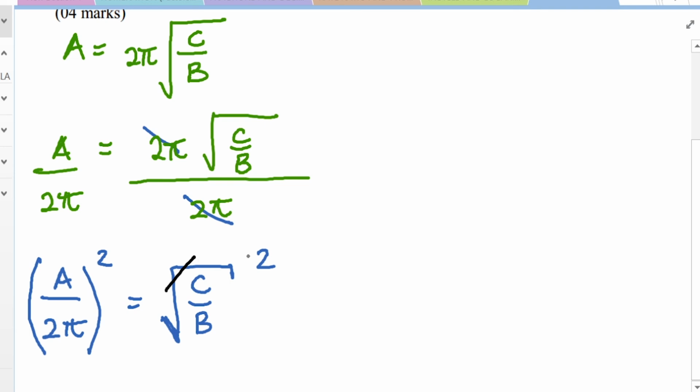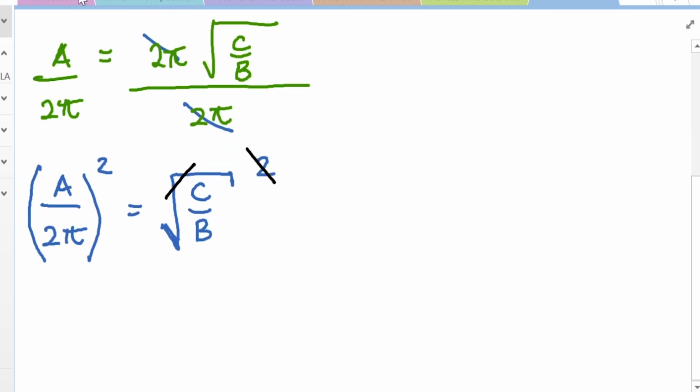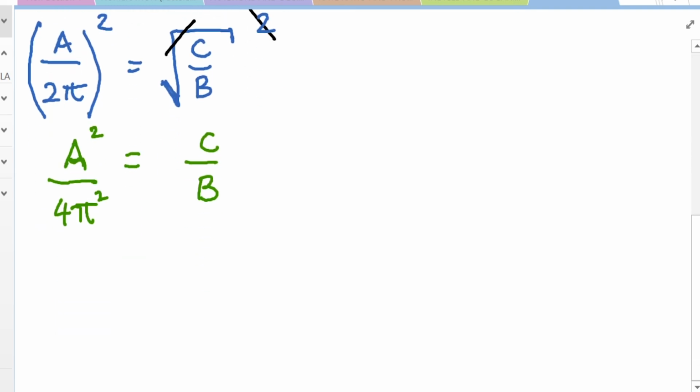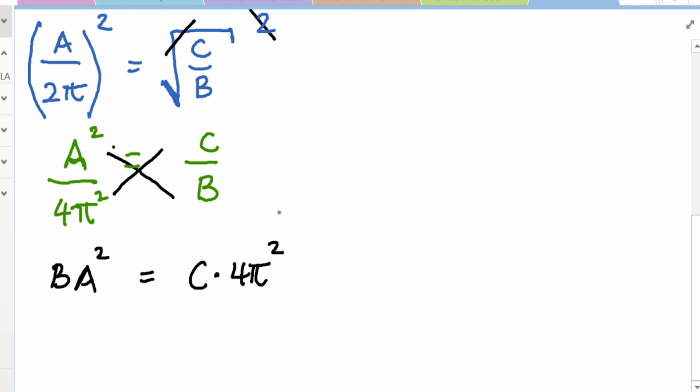When we square, this goes with that. We shall remain with c over b, giving us a squared over 2 pi squared, where 2 squared is 4, and pi squared is pi squared. So from there, we can make this a flat equation by cross multiplying. So this becomes b times a squared giving us c times 4 pi squared.